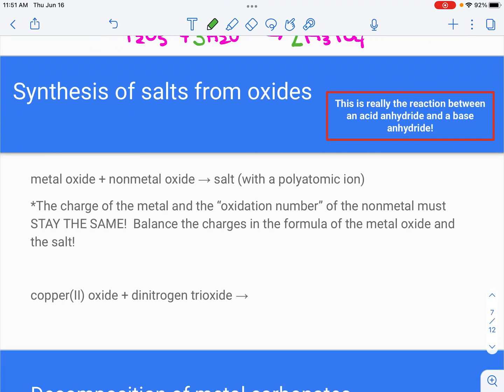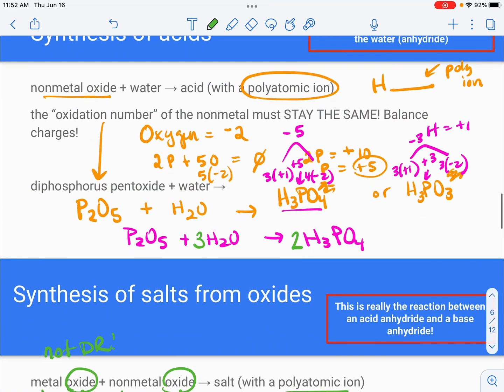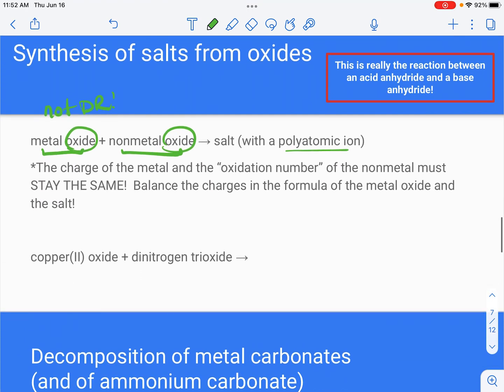Let's look at this. This is probably the hardest one. This is really the reaction between an acid anhydride and a base anhydride. And I have a metal oxide and a non-metal oxide. Again, this is not a double replacement. That's because these are oxides, okay? I am going to, however, form a salt that has a polyatomic ion in it. And so we're going to do the same idea, that in that polyatomic ion, the non-metal has to keep the same oxidation number, and the metal charge has to stay the same.